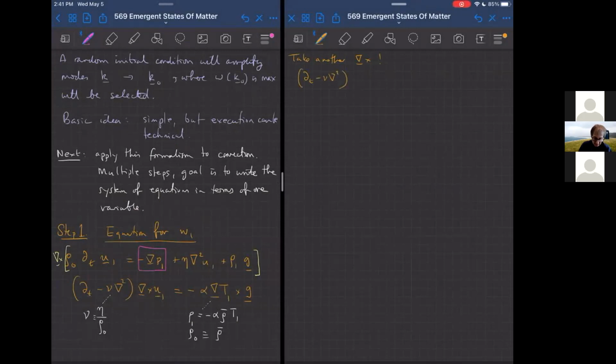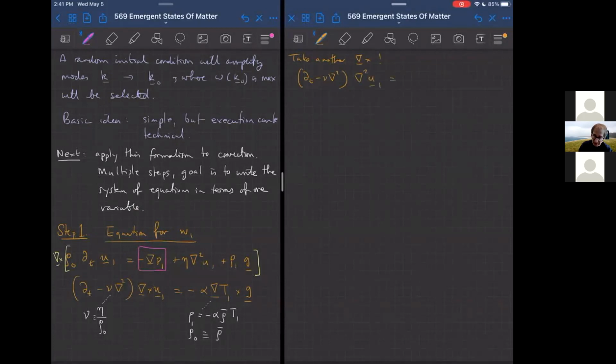Now acting, so curl. I've got two curls, one curl already on U1. Now I take a second curl. So curl of curl is the gradient of the divergence minus del squared. Because I've got the incompressibility, that's just going to give me del squared. So this is just going to give me del squared U1.